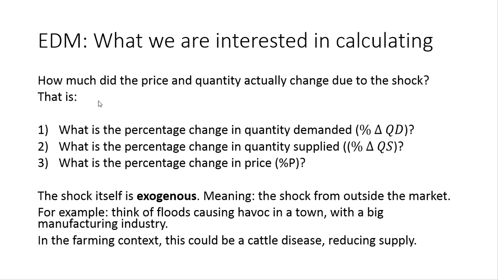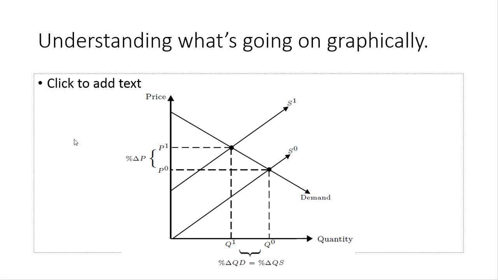Okay, so suppose an event happens, suppose there's a shock from outside the market, which is by the way known as an exogenous shock. Think of floods causing havoc in a town. We are simply interested in determining what happens to the prices and the quantities, okay? So you can see this on this graph.